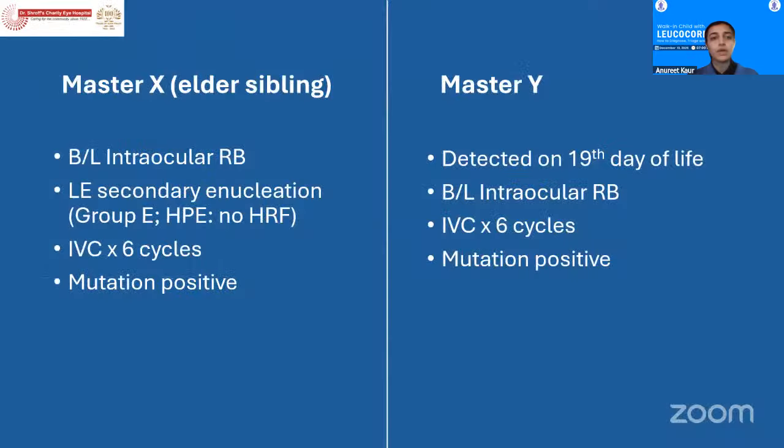So to straighten out all this, I'll be describing a few scenarios. Scenario number one: a child, Master X, came to us and was diagnosed with bilateral intraocular RB. He underwent left eye secondary enucleation and intravenous chemotherapy, 6 cycles. His genetic mutation was positive. He had a younger sibling in whom we detected bilateral intraocular RB on day 19 of life, and we started him on intravenous chemotherapy for 6 cycles. For him also the genetic mutation was positive.